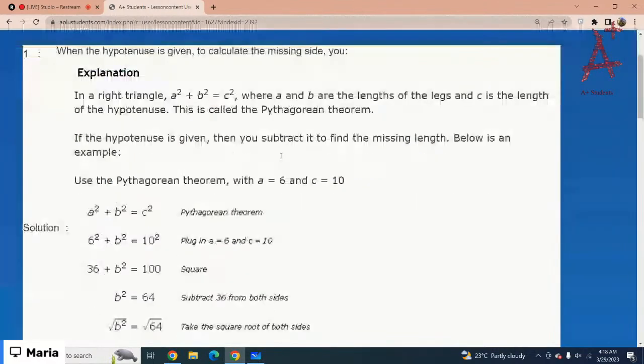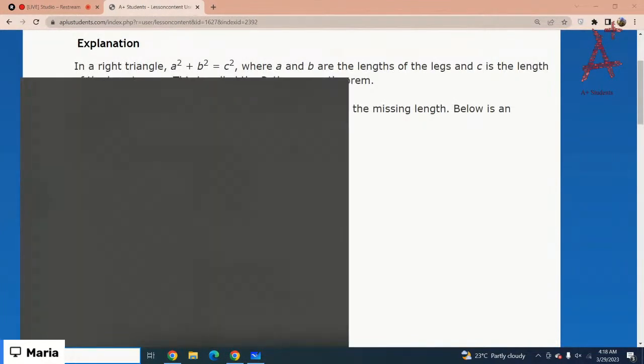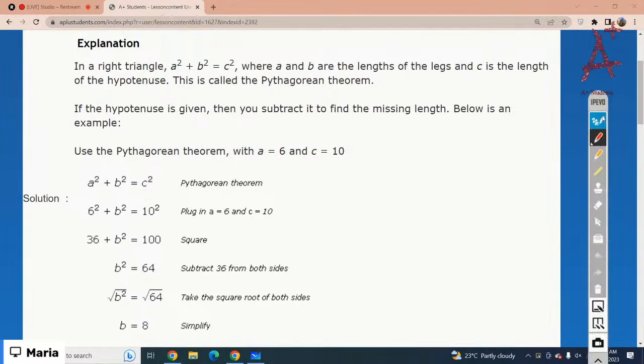Okay, let's suppose here is a triangle. Let me just draw the triangle. Okay, let's suppose here is the triangle. You are given C, that is 10. You are given A, that is 6. You need to calculate B. Got it? Now you're given the hypotenuse. How do you calculate the missing side B?